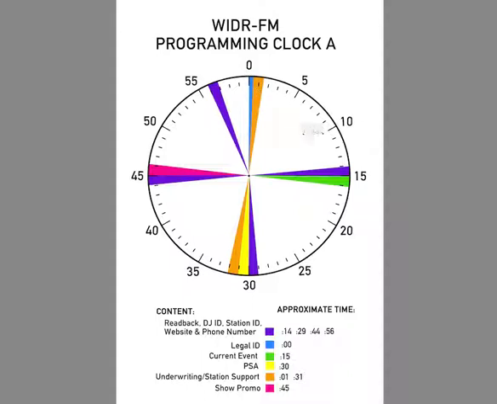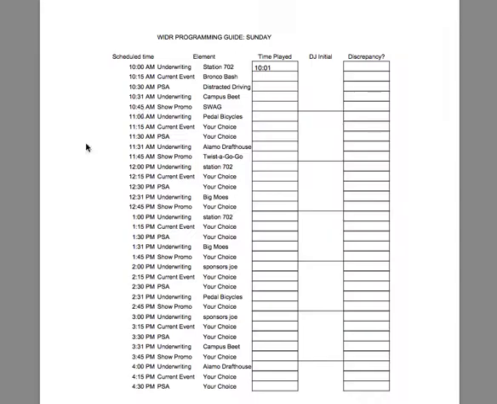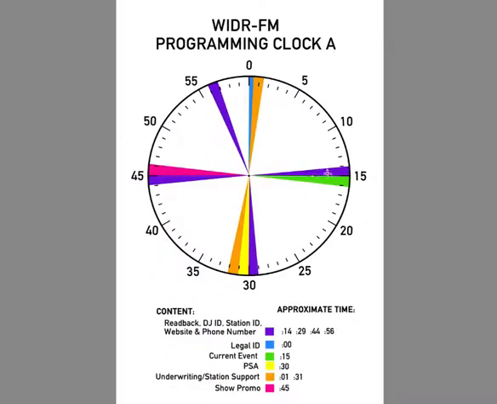Alright, so I do my music, and probably about 10 minutes in, I'll check this and see that at 10:15 I've got to play the Bronco Bash current event. So I'll do my readback, start at about 10:14. And a readback consists of what I played, the songs and the artists that our listeners have heard, my DJ ID, who I am, I'll say I'm DJ Chenga, our station ID, which is not a legal ID, you can just say WIDR, our website, and our phone number. We're always taking requests, unless it's the gambler. If it's the gambler, you know what to do.